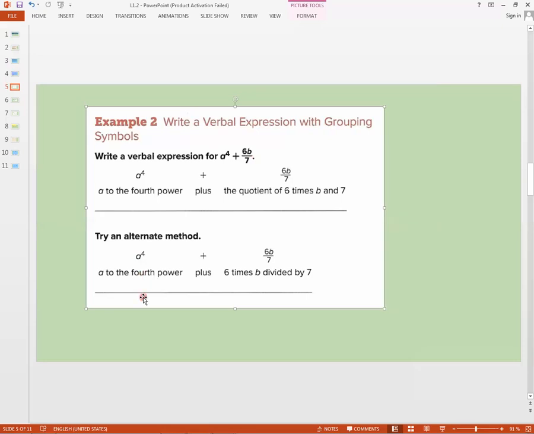Try another one. Another method. Instead of saying quotient, I can say 6 times b divided by 7. Any one of them is okay.